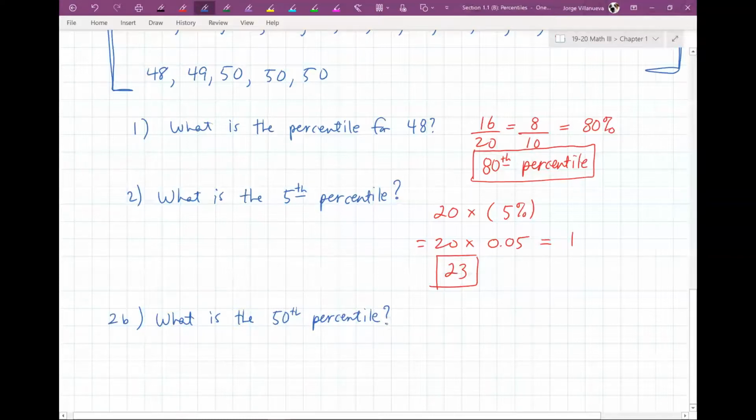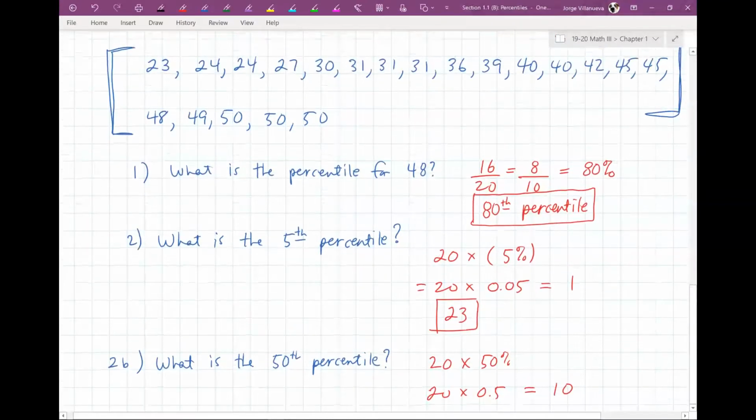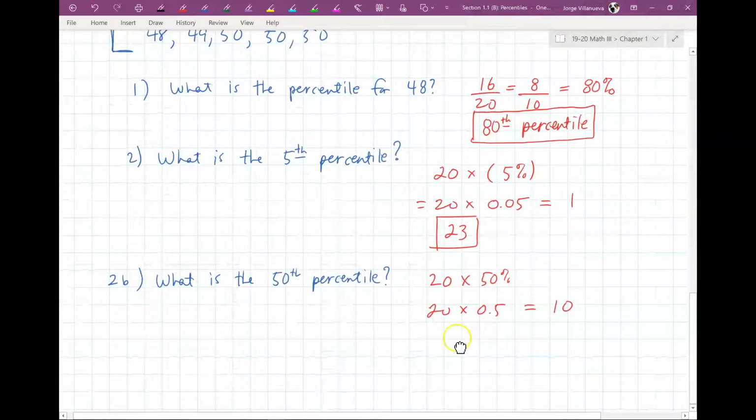Well, since they want me to find the 50th percentile, they want me to find the exact number. I'm going to take 20 times 50%, which is 20 times 0.5. Okay, that's 10. That means I have to count 10 numbers. So if I go back up, the 10th number, let's see, 1, 2, 3, 4, 5, 6, 7, 8, 9, 10, it's 39. So I'm going to write 39.